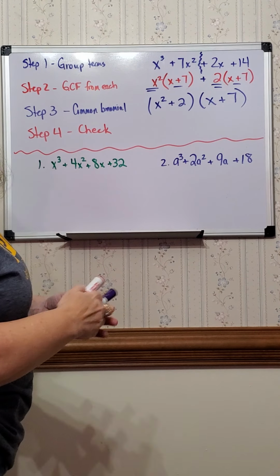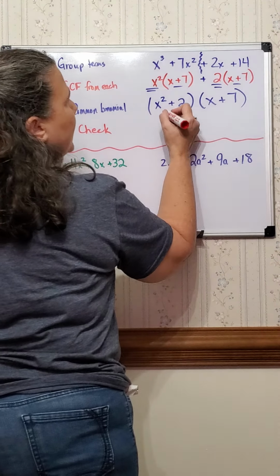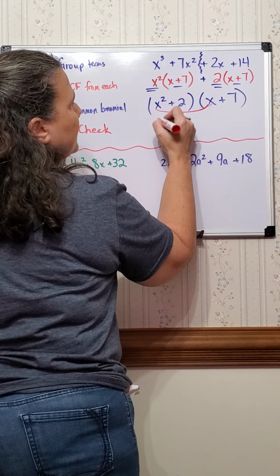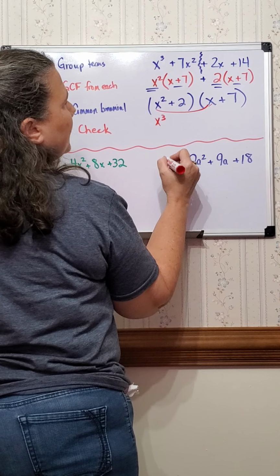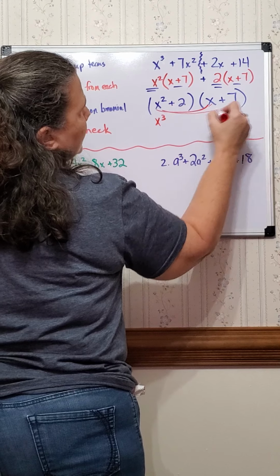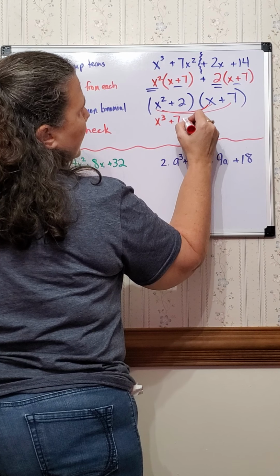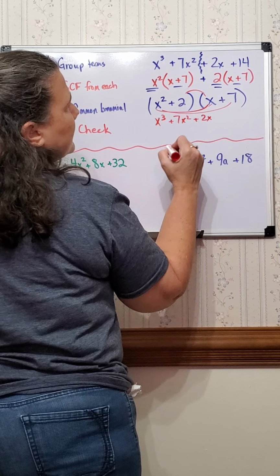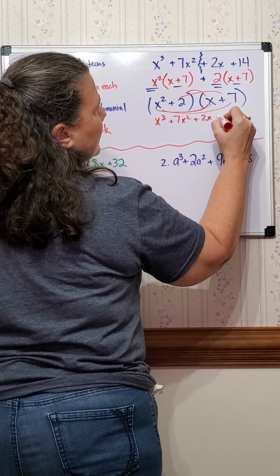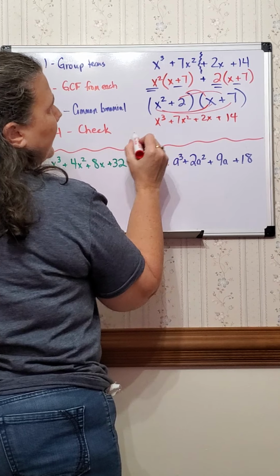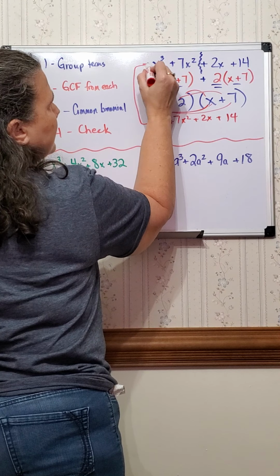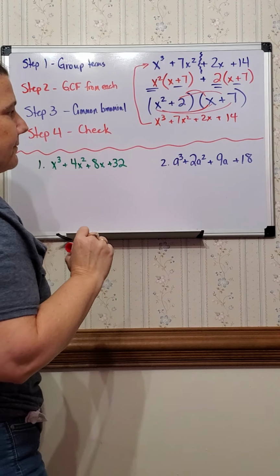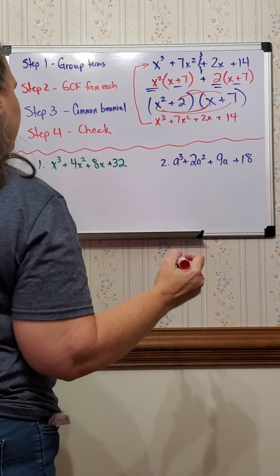Then I can check it using FOIL. So let's go ahead and check it. The first is going to give me x to the third. Our outside is going to give me 7x squared. Inside is going to give me 2x. And last is going to give me 14. And that is exactly the same as that right there. So let's look at a couple examples and see how we do this.